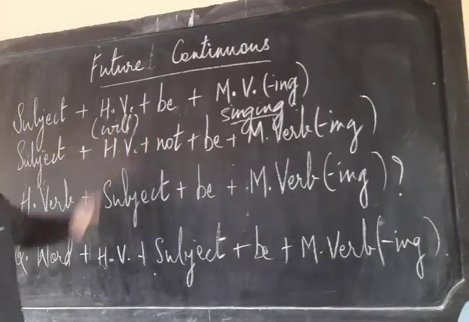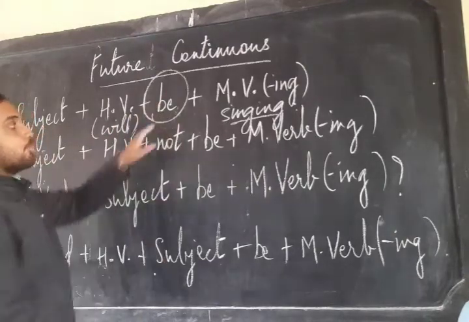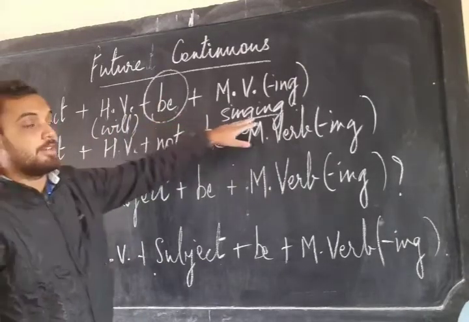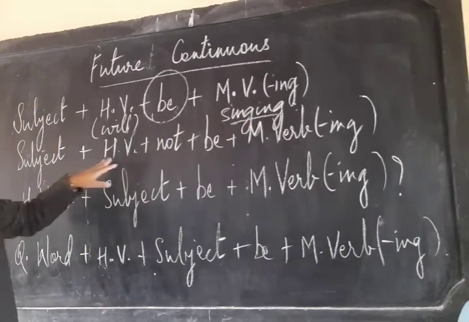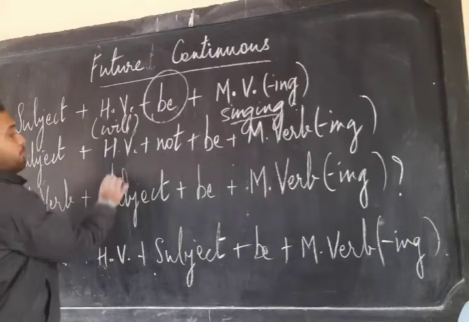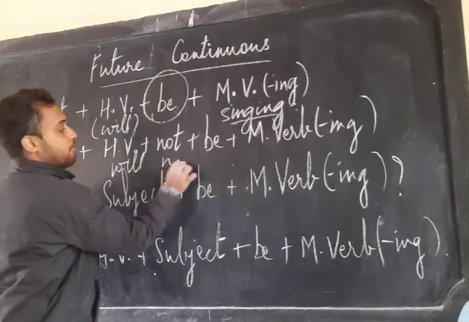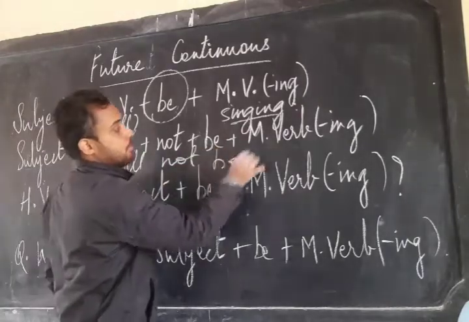He will be singing. You can see that be is a new thing that we have added over here, and the ing form. Again, for a negative sentence, helping verb plus not. Will not be singing.